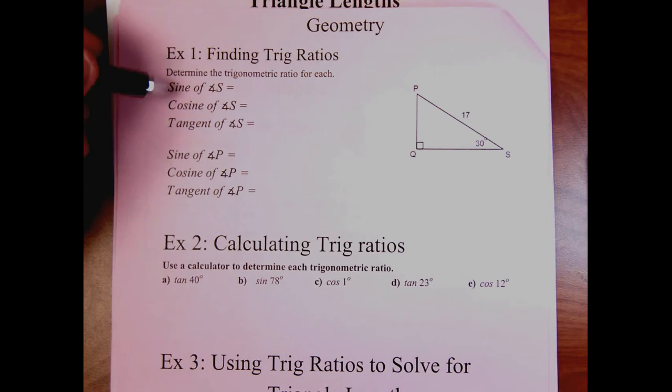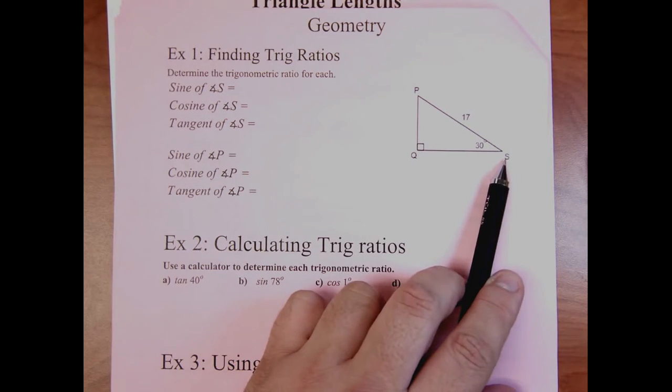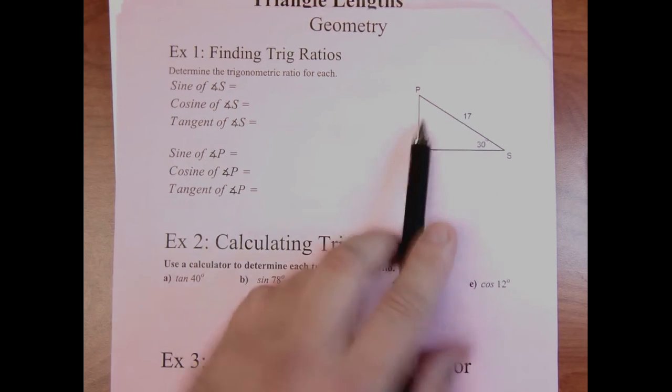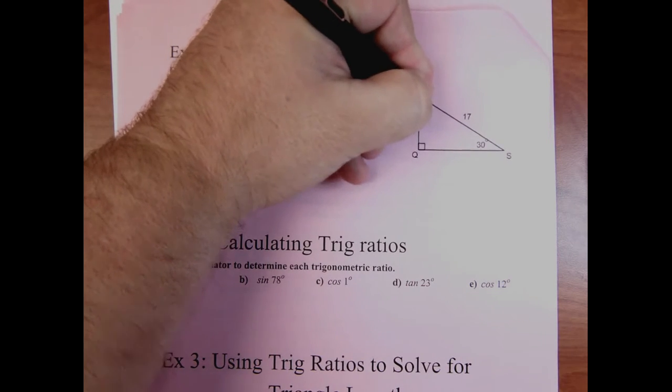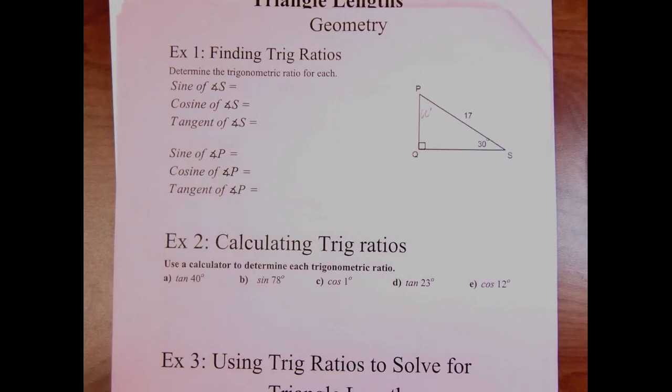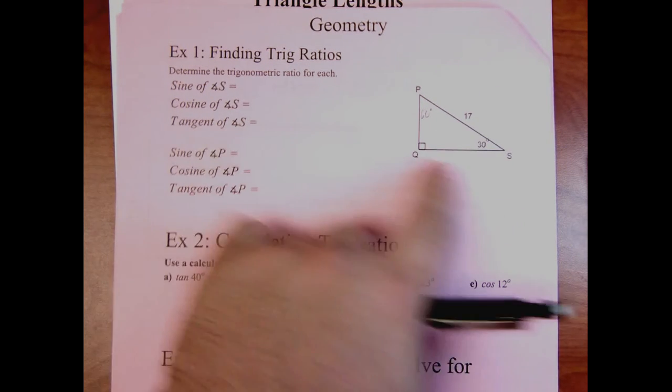Okay, so I need to find the sine of angle S. Well, I see that this is a 30-degree angle in a right triangle, meaning this other angle must be 60 degrees. This is a special right triangle. That means I already know what the ratios of these sides are using special right triangles.